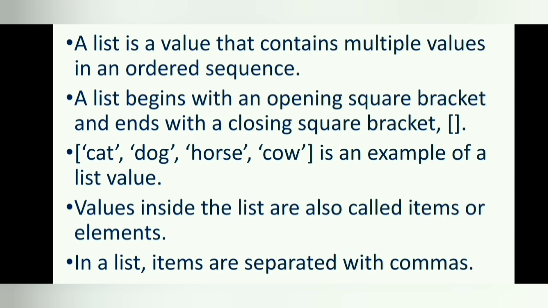Just as string values are typed with quote characters to mark where the string begins and ends, a list begins with an opening square bracket and ends with a closing square bracket. Cat, dog, horse, cow is an example of a list value. Values inside the list are also called items or elements. In a list, items are separated with commas.